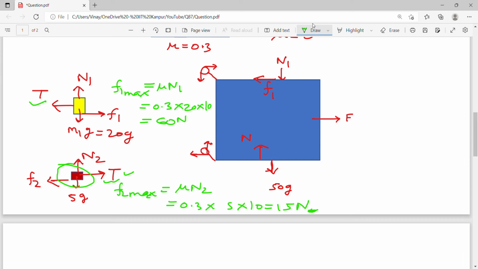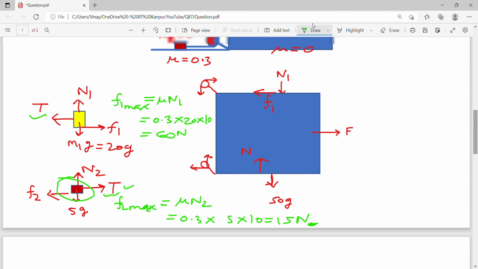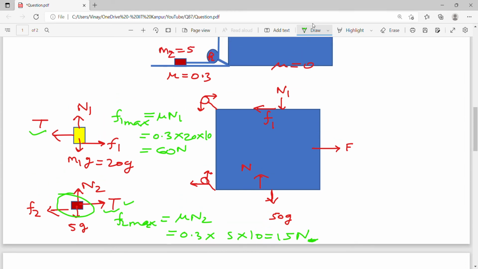Now, right now there can be two cases. One, where none of the masses M1 or M2 are in motion. They both are in static conditions. So in case 1, their acceleration would be 0, and F1 is equal to T and F2 is equal to T as well. This is the first case where acceleration is 0.